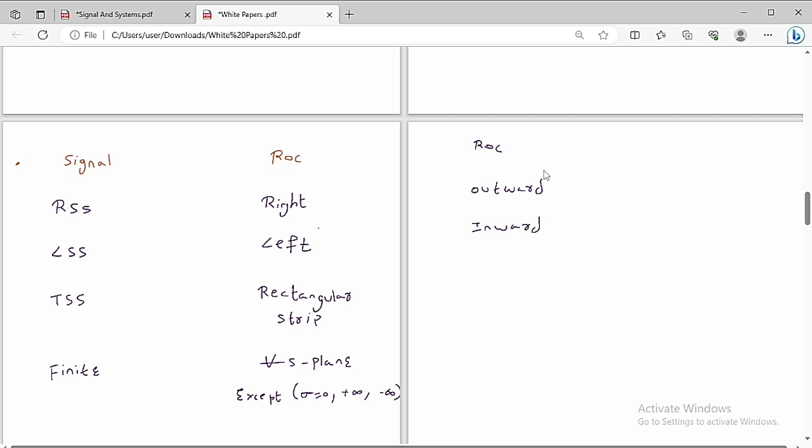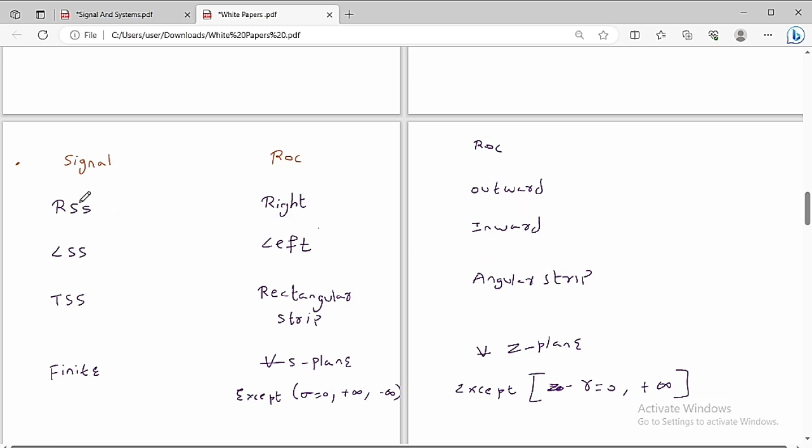Inward is circle. Rectangular strip means here it will be angular strip, all over the Z plane except R is equal to 0 or R is equal to plus infinity. This one is point circle and infinite circle. So these things you always have to keep in mind.